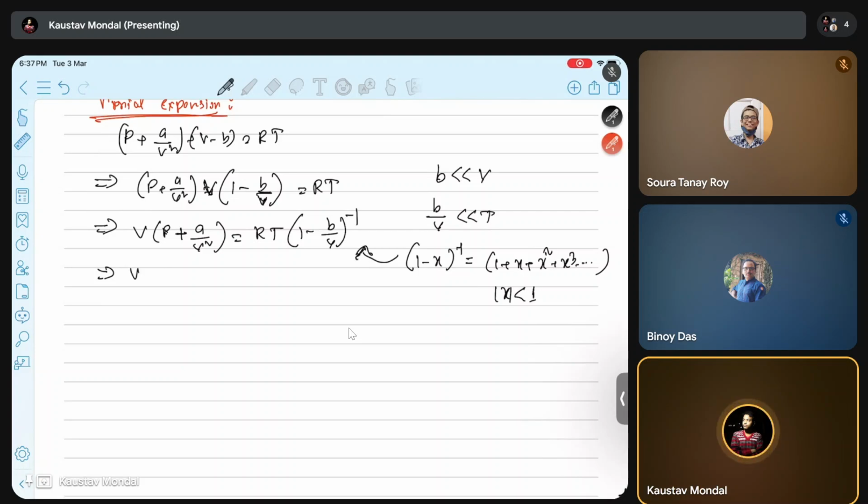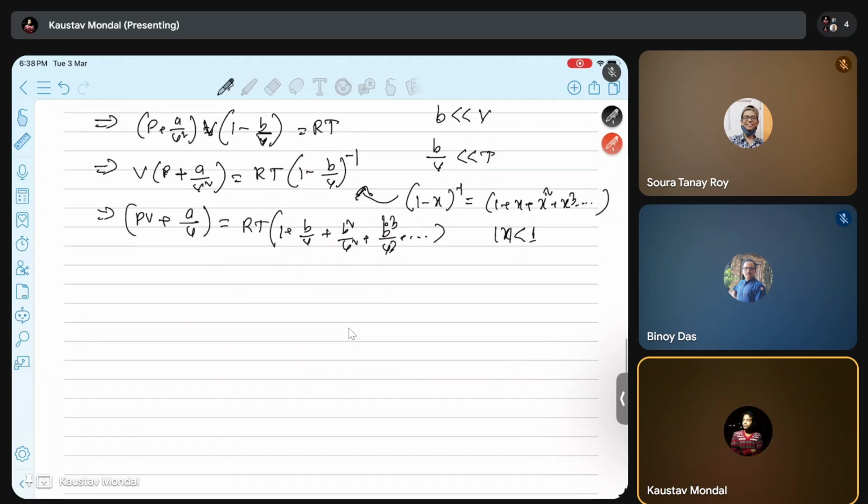Same concept. So you can write it as PV plus A by V equal to RT into 1 plus B by V plus B square by V square plus B cube by V cube plus other higher order terms. Now PV will become RT plus RT B minus A by V plus RT B square by V square plus higher order terms.